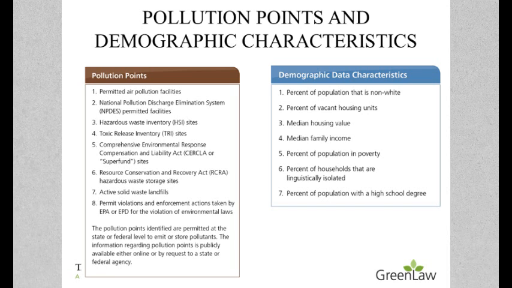They include points of facilities that are permitted air pollution facilities, or they have NPDES permits, or they're part of the Toxic Release Inventory Program or they're surplus sites. And then on the right side, you'll see the demographic data that we use. We use 7 different demographic characteristics. All of this was obtained from either census data or the American Community Survey data set.